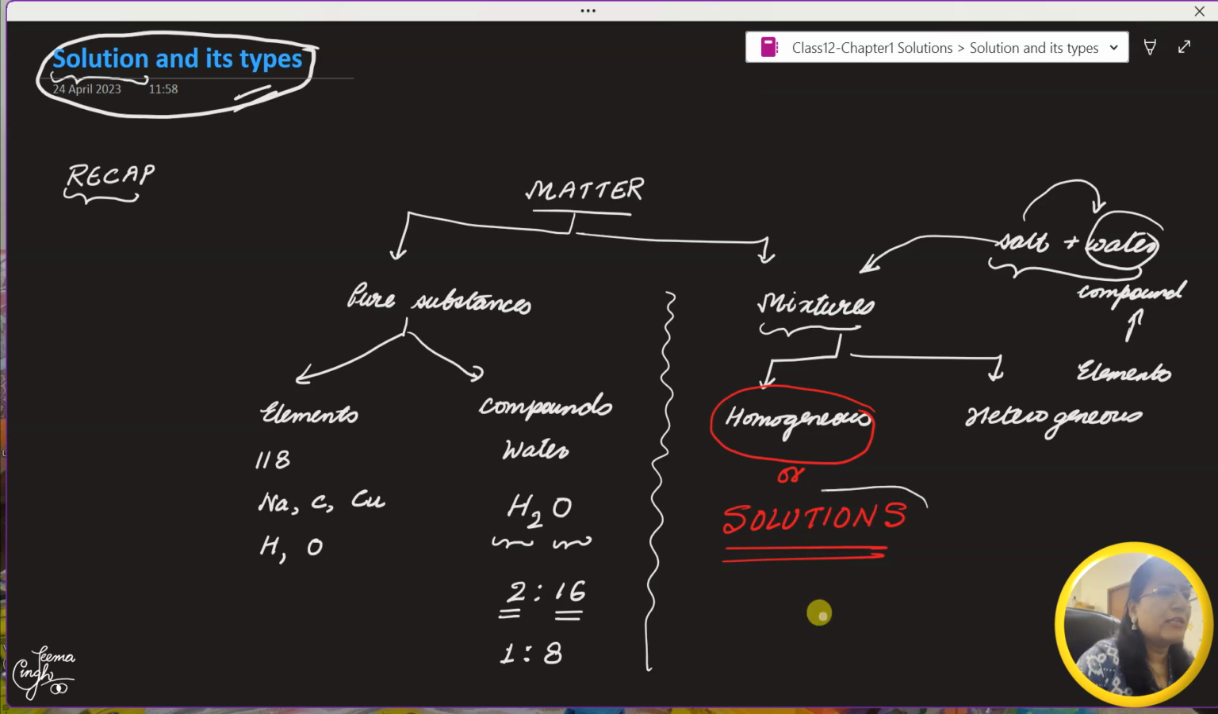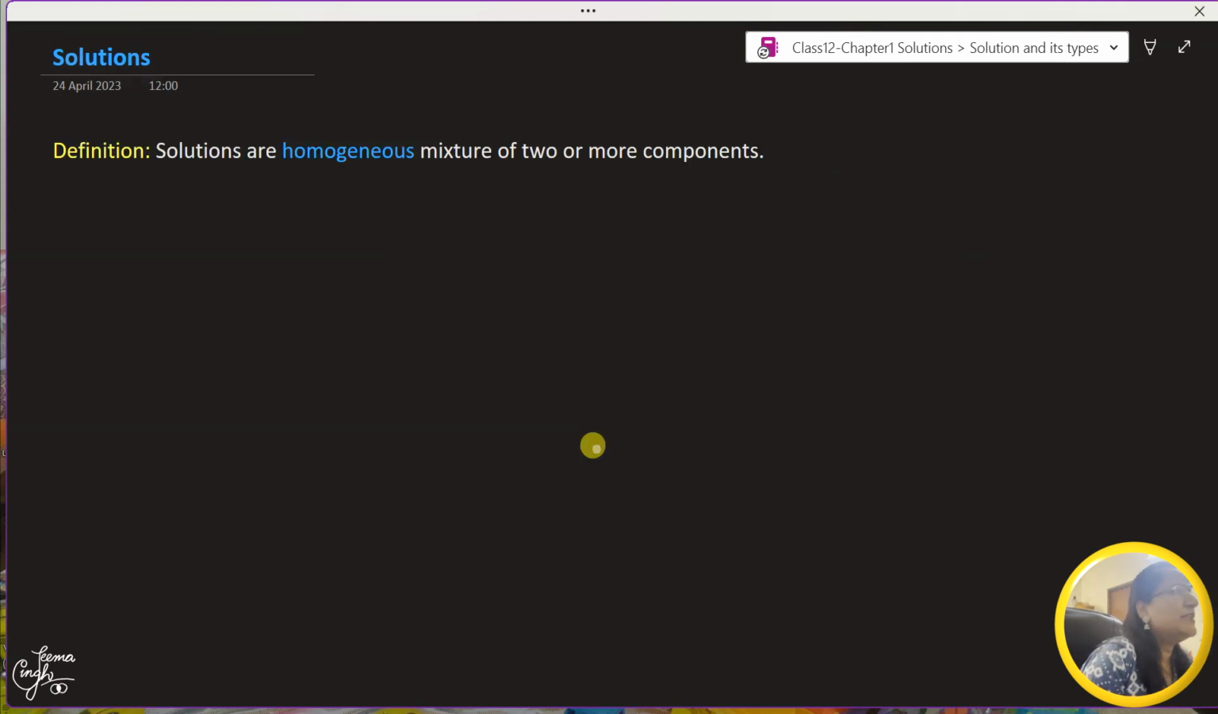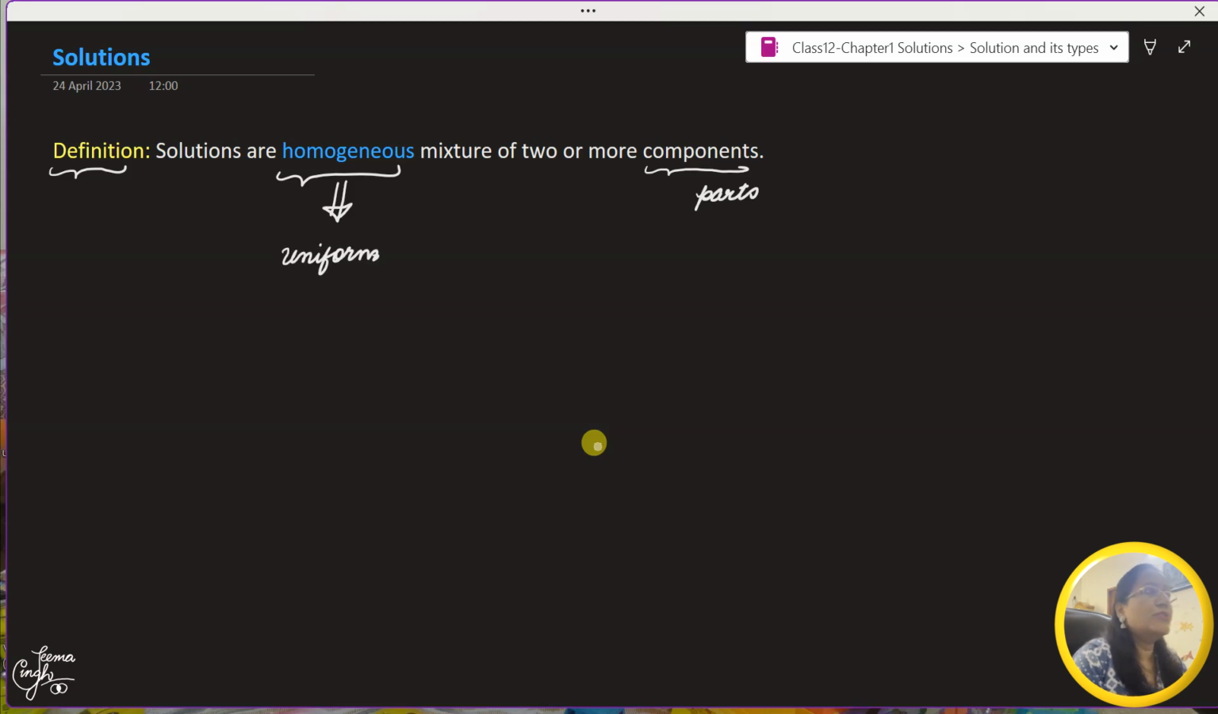To understand solution, first let us look at the definition of solution. As per the definition, solutions are homogeneous mixtures, so this is a new word for us, of two or more components, right? Components, let us say parts. So what does homogeneous mean? Homogeneous means that which is uniform. They say solutions are uniform mixtures.